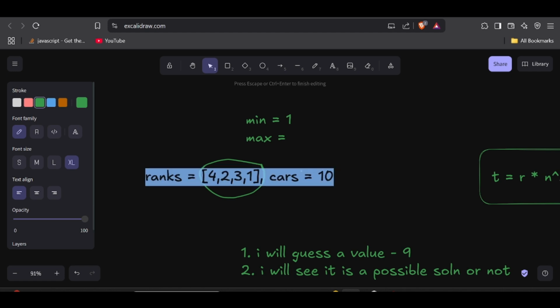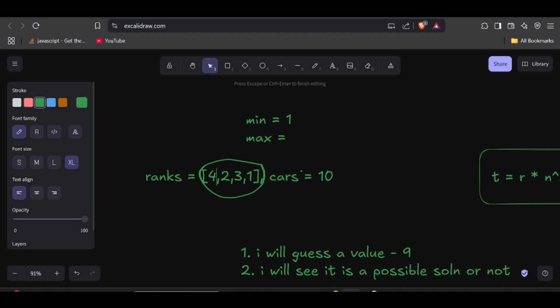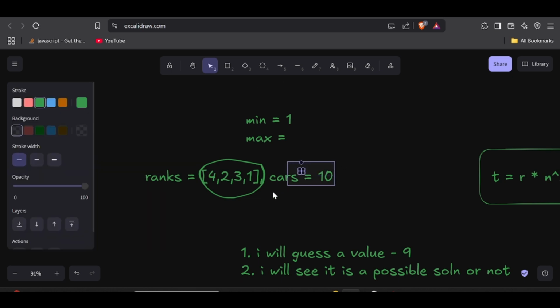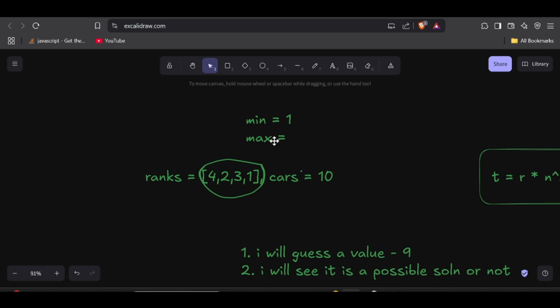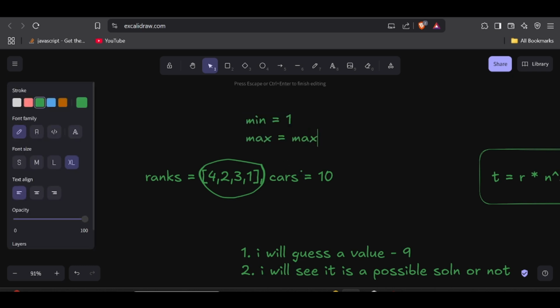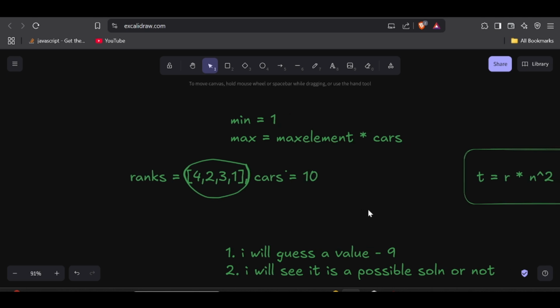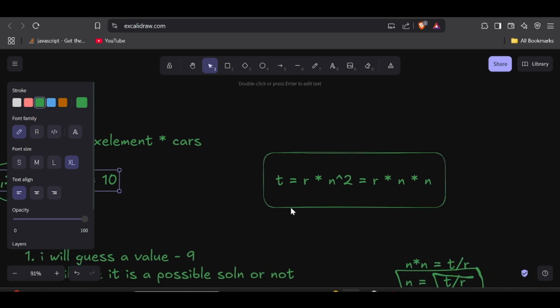What if I allot all the repairing of the cars to only one mechanic, the one which takes the maximum time? The 4 is the one which will be taking the maximum time to repair a single car, so it will be taking the maximum time to repair all the cars as well. So our maximum time can be the maximum element of the array into the number of cars it needs to repair. If you don't understand how the 4 is taking the maximum time, just see this formula.